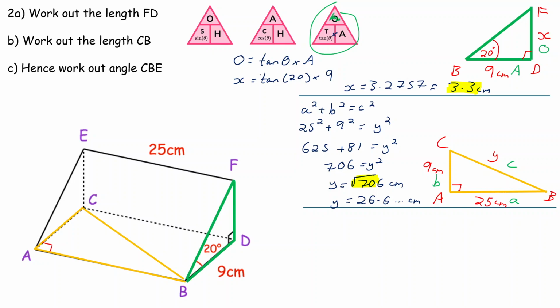Okay, so that's part A, part B. Part A was up here, part B was this part, and then part C, last but not least, is to work out the angle CBE. So CB is there. Let's use this triangle.